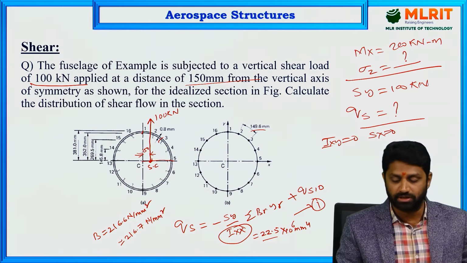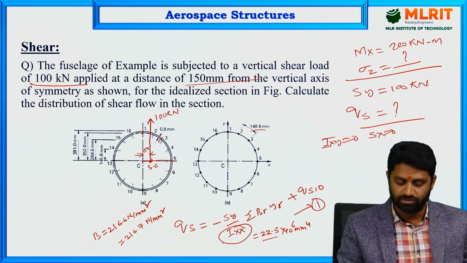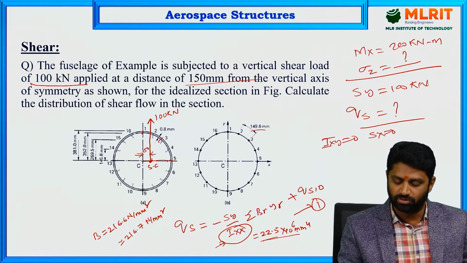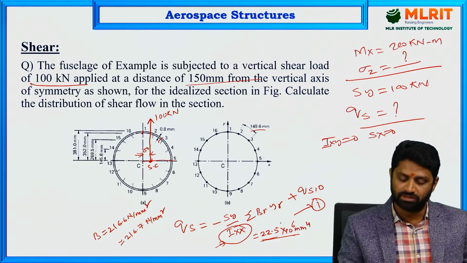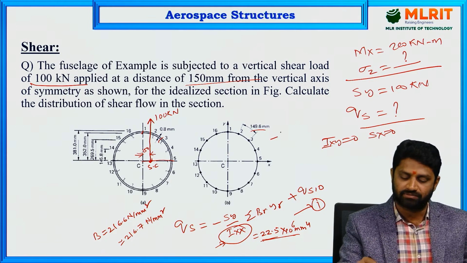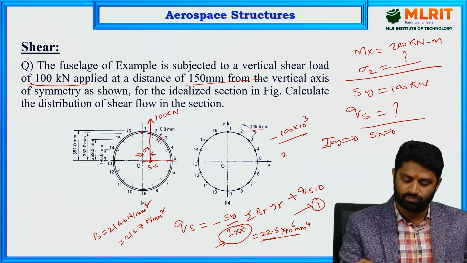So let's look into this problem. First you have to calculate the moment of inertia. As we already calculated the moment of inertia in the previous session, I am not going to do it again, and I am writing it as it is, that is 22.5 into 10 to the power of 6. So when you substitute in the formula, minus Sy by Ixx, minus Sy is 100 into 10 to the power of 3 and divided by 22.5 into 10 to the power of 6, the moment of inertia.